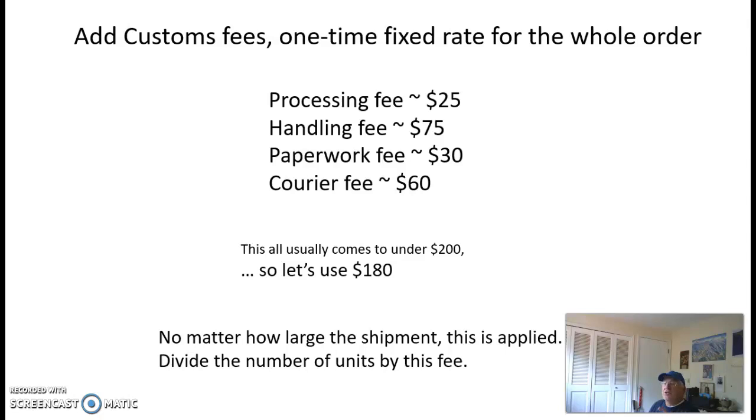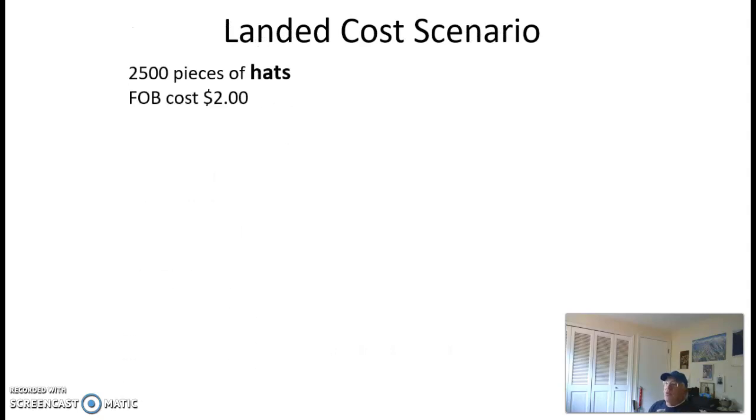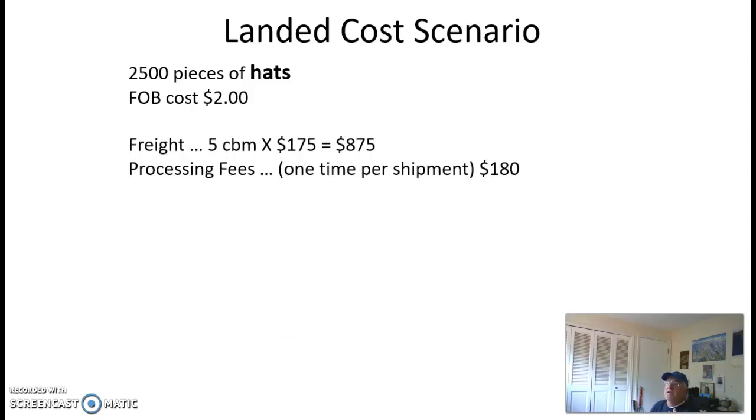No matter how large the shipment is, you divide the number. We'll see how that plays out. If you have a small shipment, you're paying $180, it could hurt. If it's a giant shipment, this paperwork is nothing. It's insignificant. So what I'd like to do is run it through a landed cost scenario here. This is what it would be for 2,500 pieces of hats. This is actually a pretty high price for hats, but let's just use it for nice round figures here.